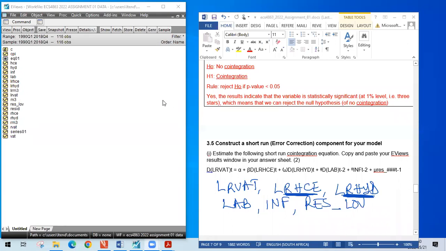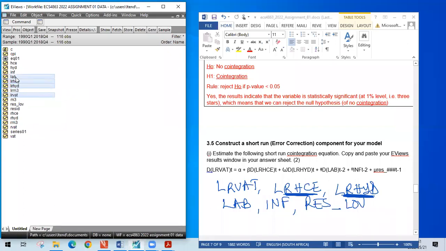I said the easier way, just know your dependent variable, which is LRVAT. Go to it. There it is. You click on it. You press the control button. The next one, tell me the next variable. LRHC. Yes, RHC. The other one? Yeah, RHYG. That one. The other one?